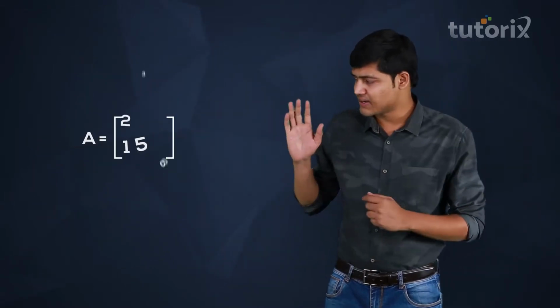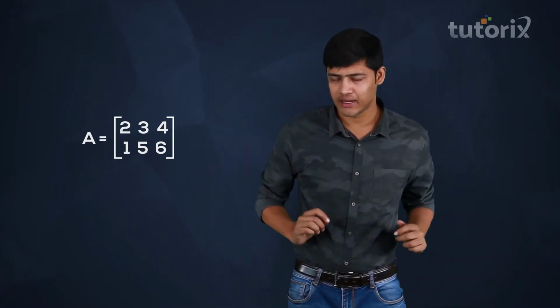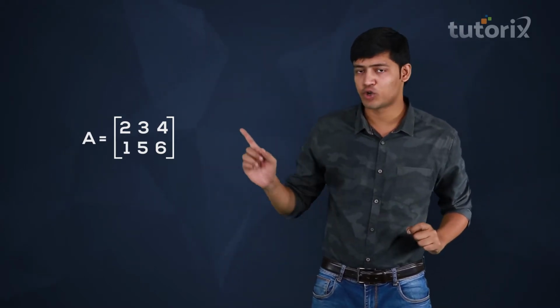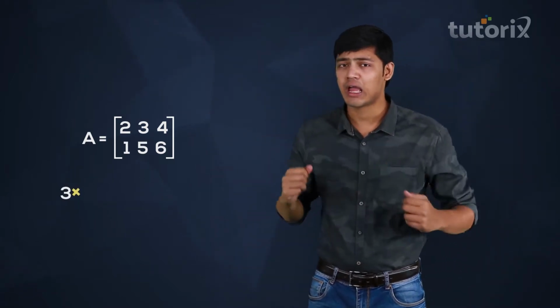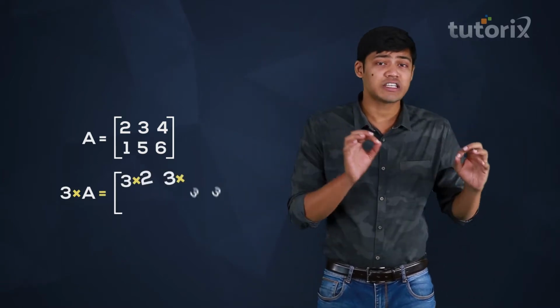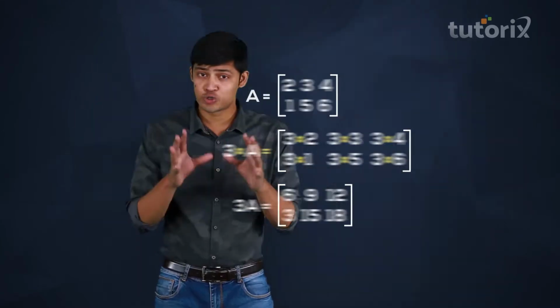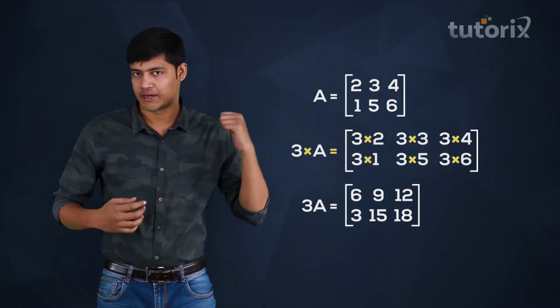Hello friends. Previously in matrices, we have seen how to multiply a scalar and a matrix. For example, here is a matrix A. And if you want to multiply a constant to this matrix, let's say 3, then we have to multiply each element of this matrix by 3. That is, the matrix 3A will be the matrix in which each element of the matrix A will be multiplied by 3. So, this is the multiplication of a constant or a scalar with a matrix.